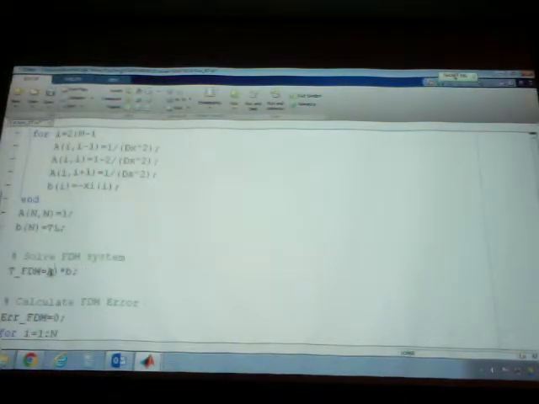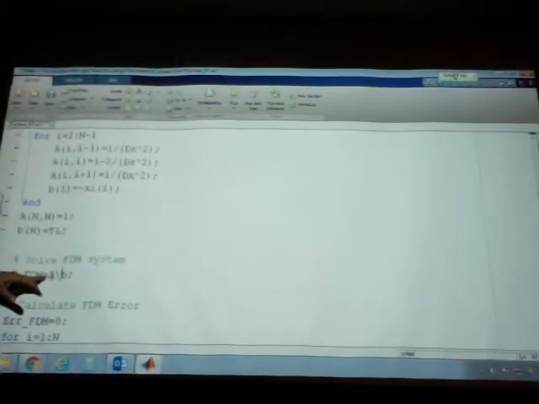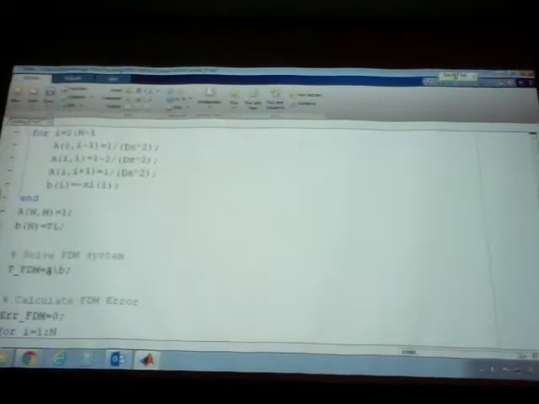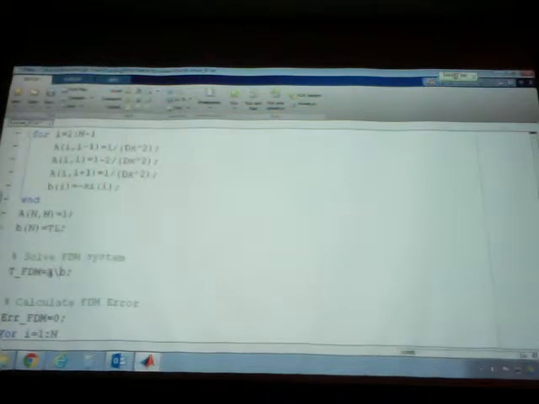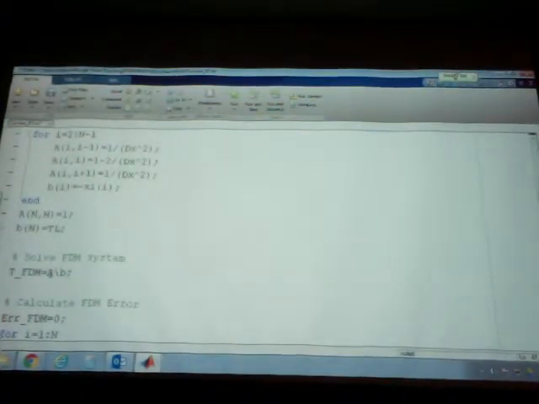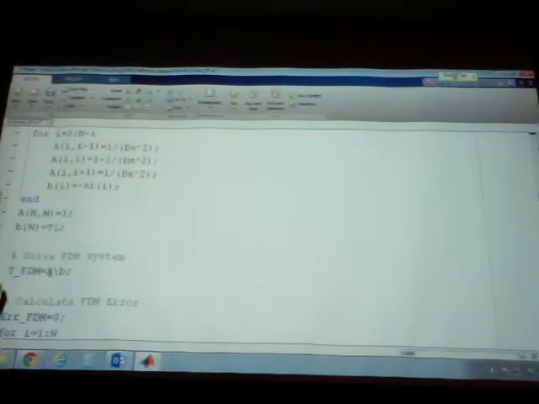So solving the system A, B is just a matter of using the backslash. Backslash means solve the system B over A, basically. Because remember, A times T is equal to B. So who's T? T is equal to B divided by A. So this is saying B divided by A in that order.